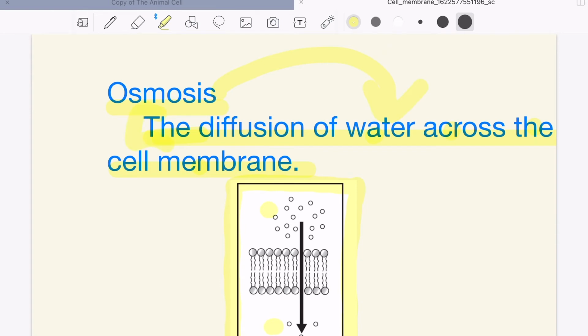Notice that the definition of osmosis is much shorter because that's it. You're an expert. You already know what diffusion is. Diffusion is the movement of molecules across the cell membrane from high concentration to low. So that whole definition is within diffusion. But the thing with osmosis is that we are only speaking of water. Water, water, water.